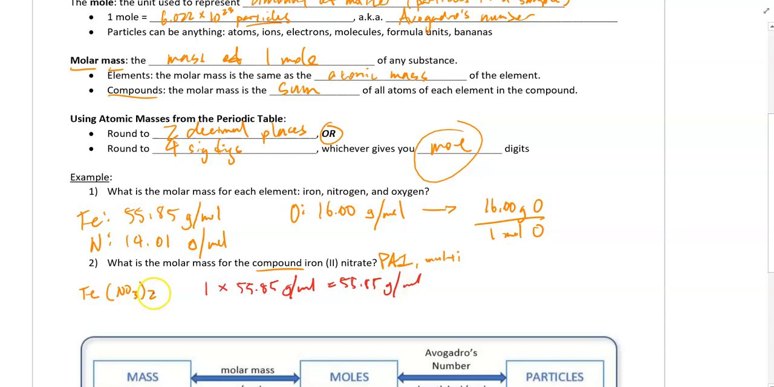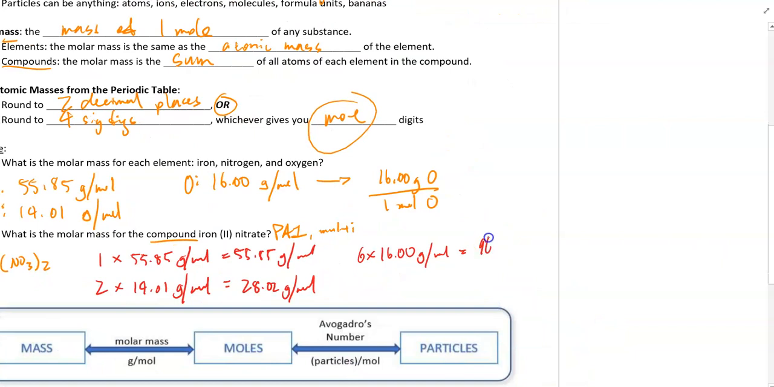Nitrogen, how many are there? There's 2 nitrogen, so 2 times 14.01 grams per mole. That's equal to 28.02 grams per mole. And then oxygen, there's a total of 6 of them. 6 times 16.00 grams per mole. And that gives you a total of 96.00, naturally, grams per mole of oxygen.